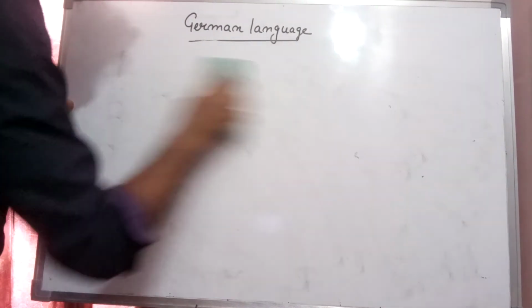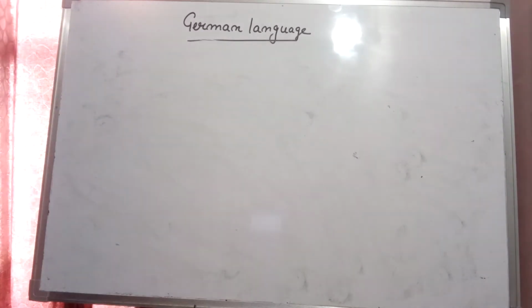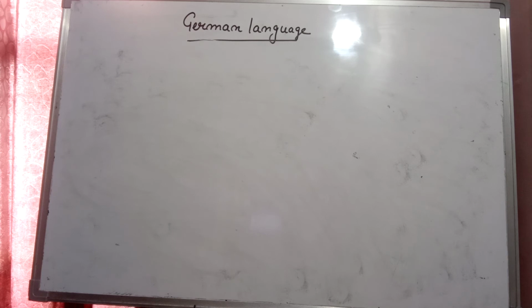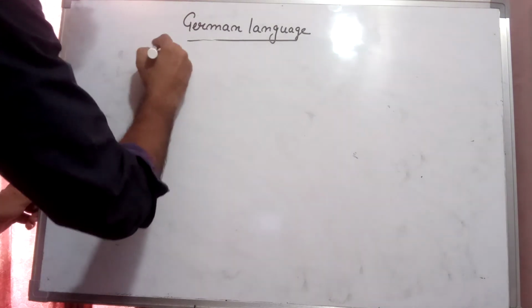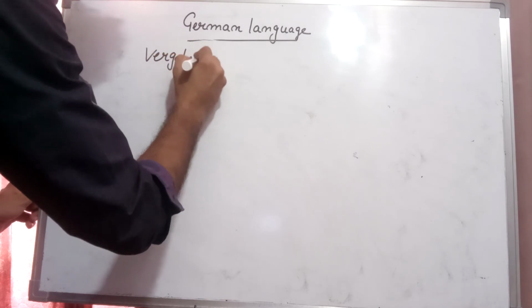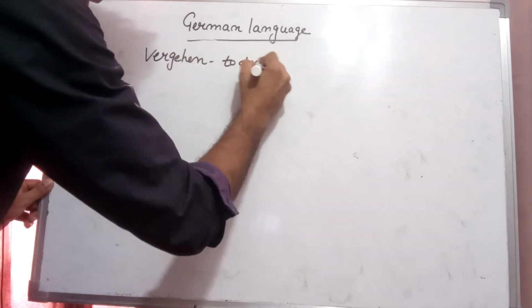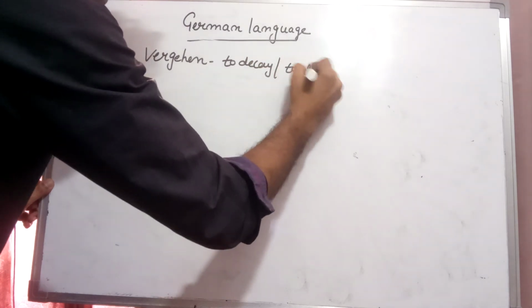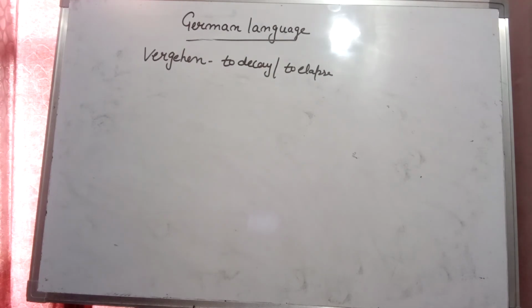So, a lot of verbs we have, because today the only pattern we have is the verb. The next verb we have is vergehen. Vergehen is basically to decay and to elapse. Pen down, please. Okay. One second.